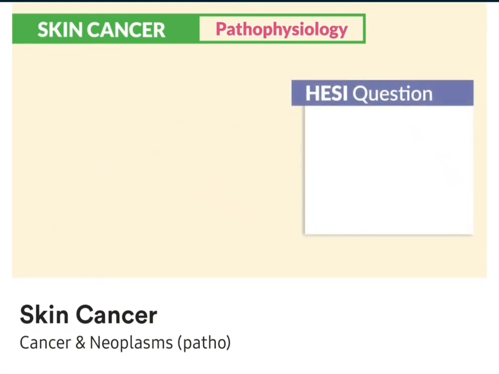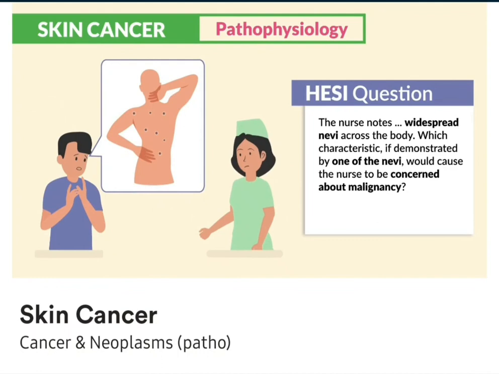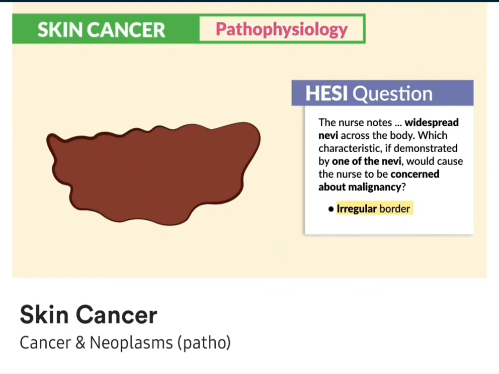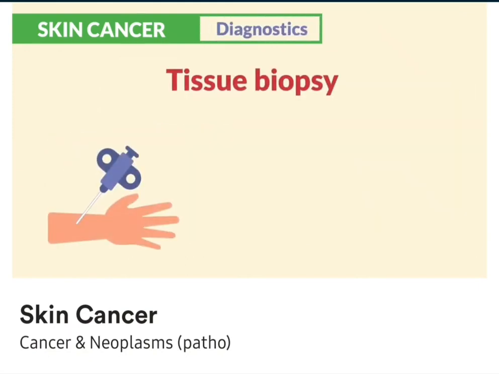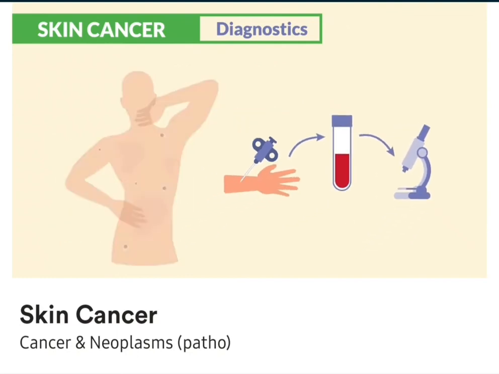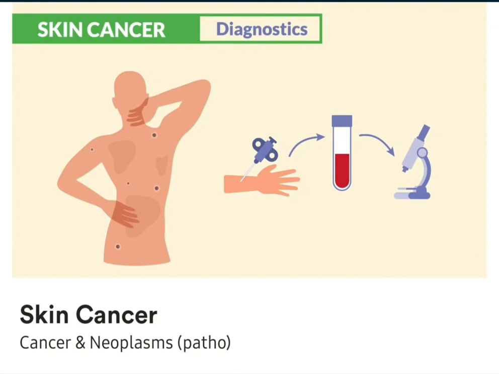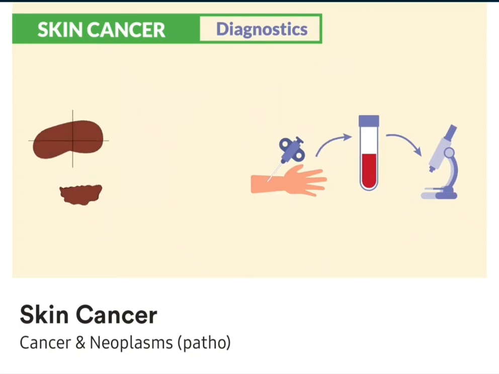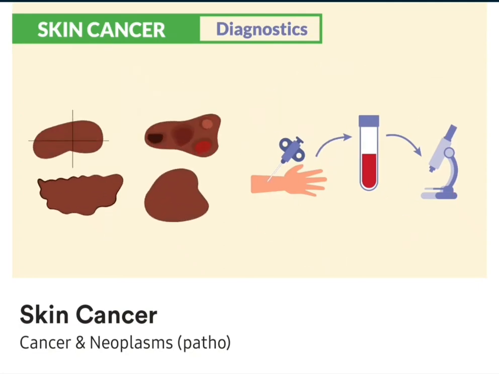So Hesse mentions, the nurse notes widespread nevi across the body, which characteristic, if demonstrated by one of the nevi, would cause the nurse to be concerned about malignancy. Irregular border. Yes, we want a round border. Anything that is irregularly shaped is bad. Now, in terms of diagnostics, a tissue biopsy is required to make a definite diagnosis of skin cancer. But again, the key term here is that all new growths and pigmentation do not need to be biopsied to rule out cancer. Only the ones that show irregular changes, as mentioned before.